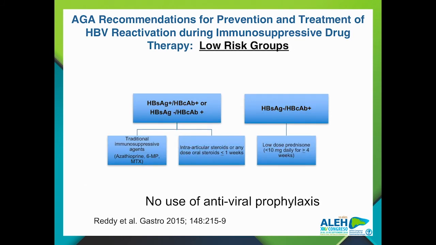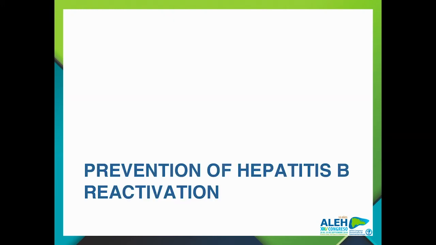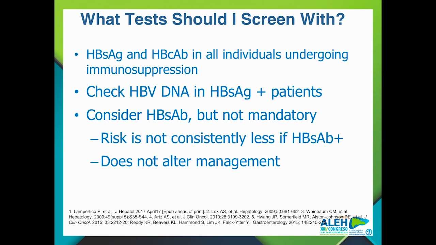Low-risk groups, those getting azathioprine, those getting 6-MP, those getting intra-articular steroids, and those who are surface antigen negative but isolated core antibody positive, getting low doses of prednisone, do not need any type of antiviral prophylaxis and can then be followed. I would refer you to this paper because it puts it out there very nicely and it's very easy to read. So how can we then prevent hepatitis B reactivation?